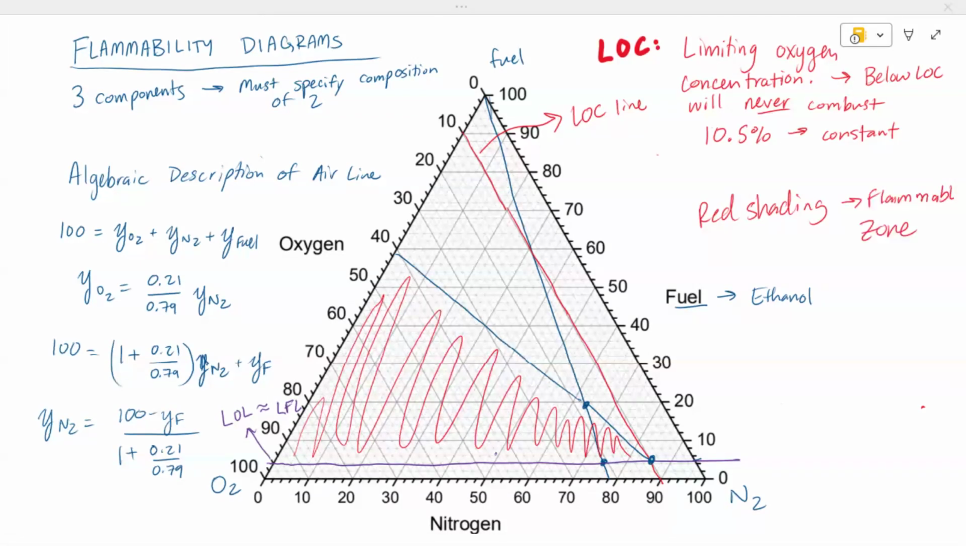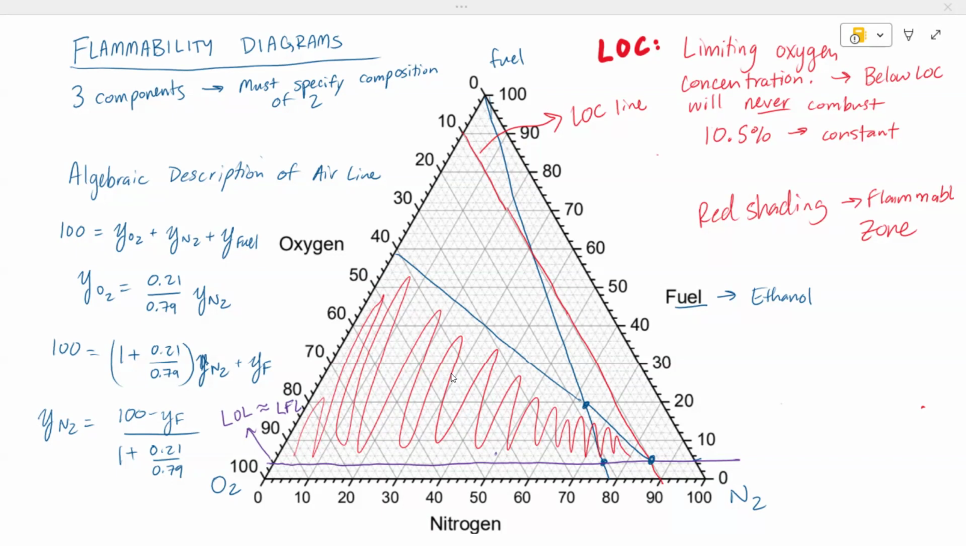So I'll wrap this video up here. And again, the take-home messages are that this ternary flammability diagram is a tool to perform material balances. And by plotting out this fire triangle, there's the flammability zone. You can quickly determine whether or not a given mixture is flammable or not.